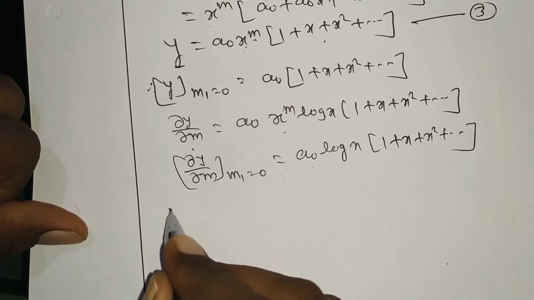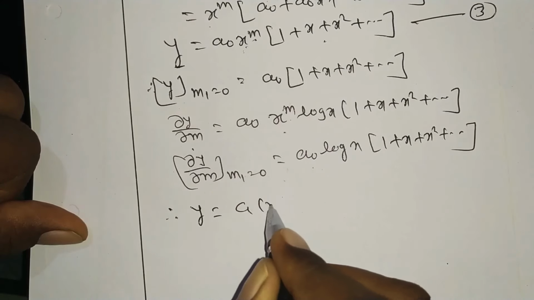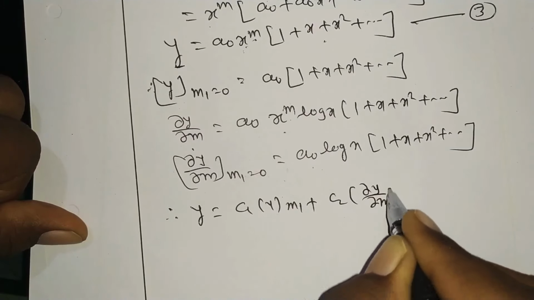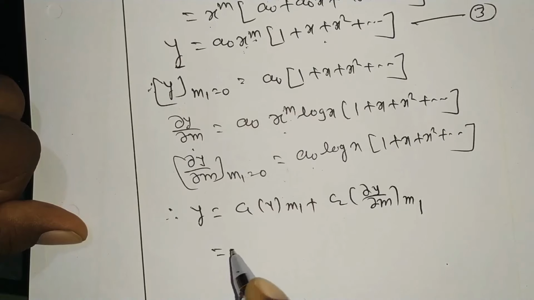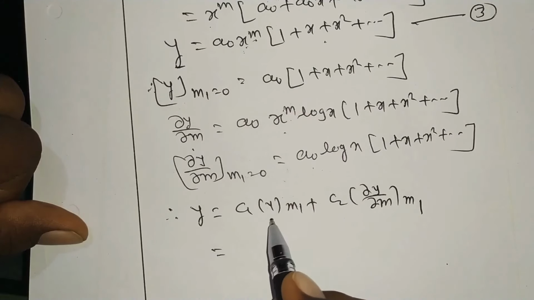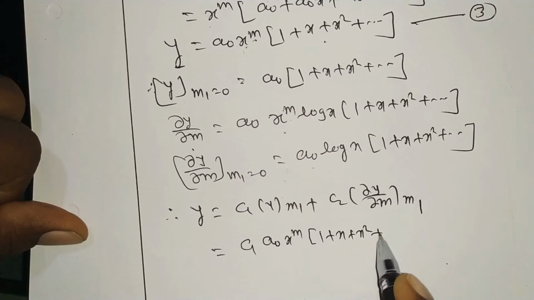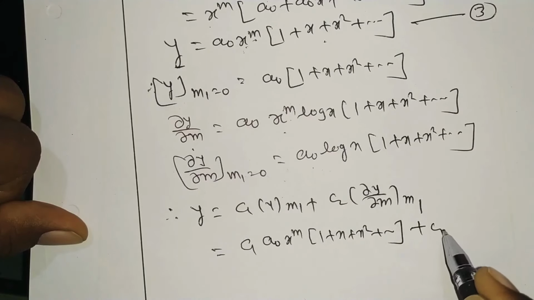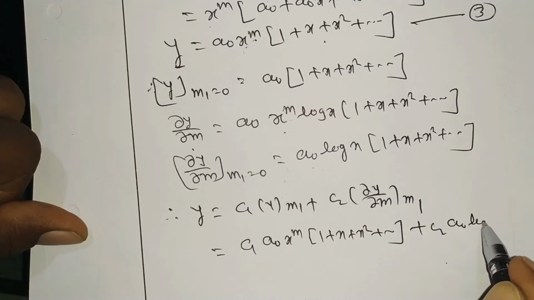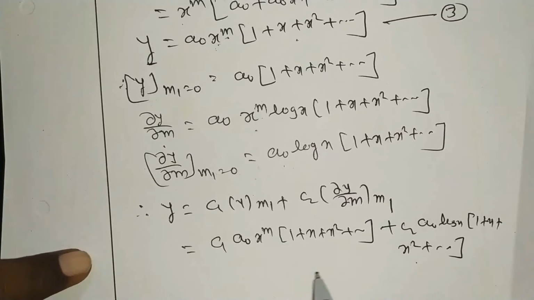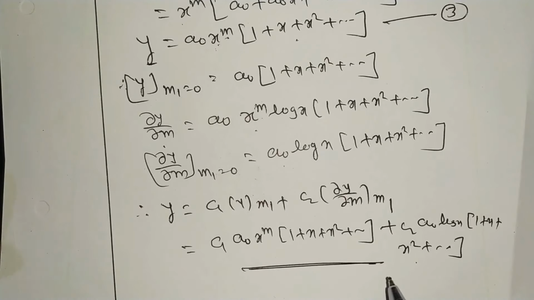Okay, and therefore the final solution is y equal to c1 into y at m1 plus c2 into ∂y/∂m at m1. So c1 into y at m1 is c1 a0 into x raised to 0, 1 plus x plus x square plus so on, plus c2 into a0 log x into 1 plus x plus x square plus so on. So this is the final answer of the given linear differential equation. Thank you.